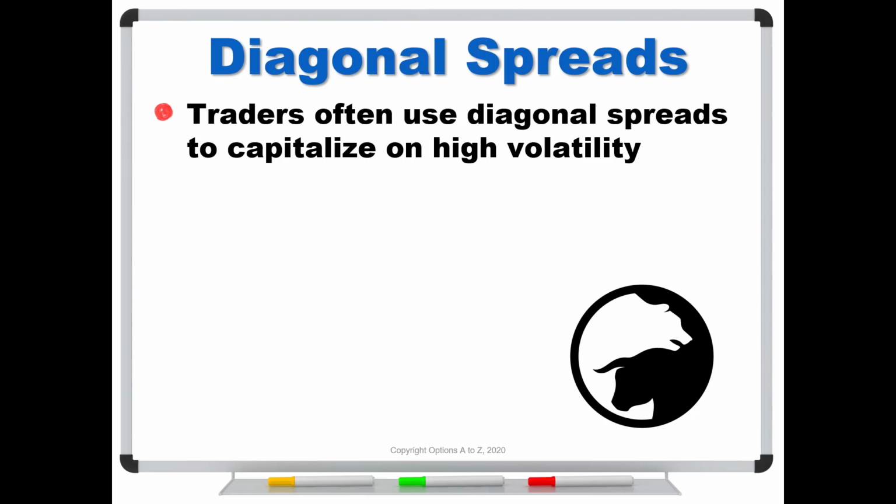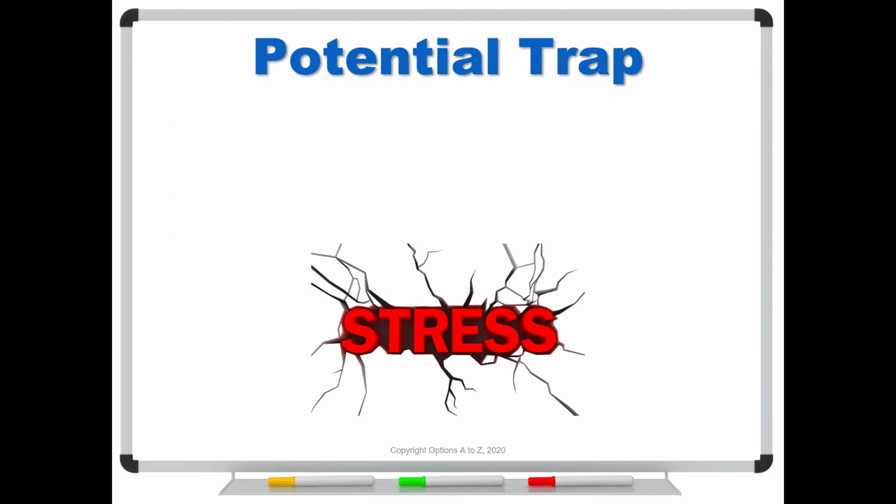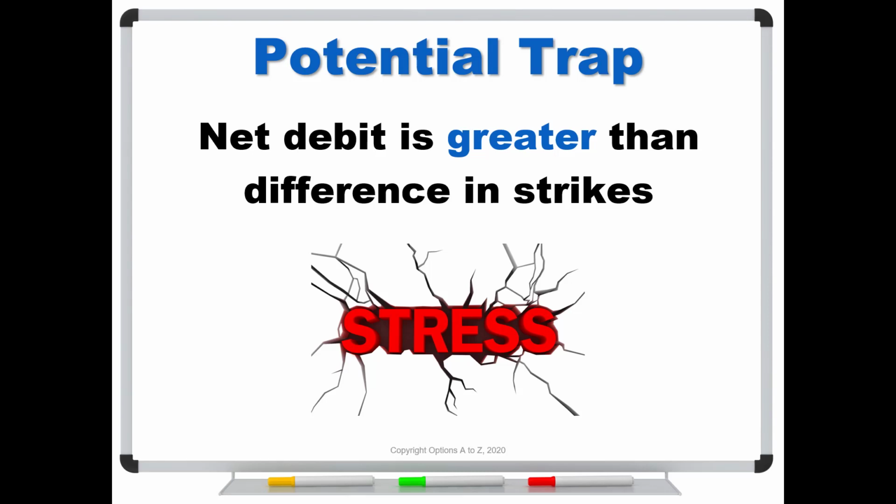That's not a problem. The problem is in the way that they set the trades up. For instance, they might buy a long-term in-the-money call and sell short-term at-the-money or out-of-the-money calls against it. But there's a very big potential trap, and it causes tremendous stress among traders, especially when they find out about it the hard way. The trap is that they set up the trade so that the net debit is greater than the difference in strikes. They don't really think about it, they don't do it intentionally, but that's just a very common outcome.